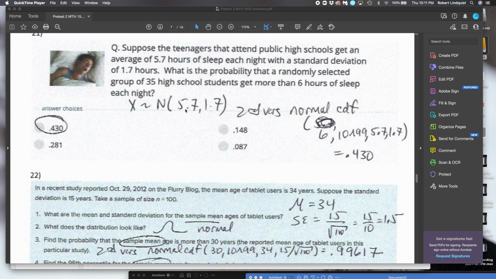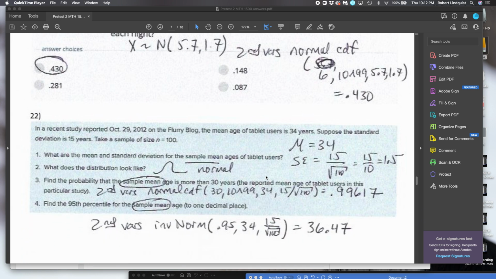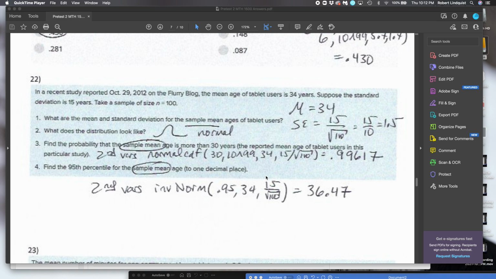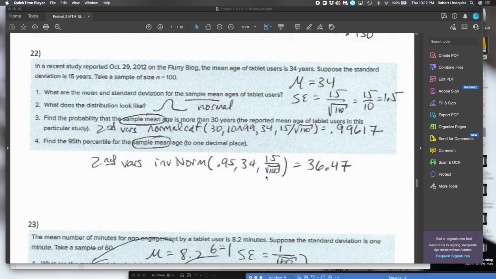Normal, the mean is 5.7 and 1.7 is your standard deviation. So 2nd Distr normal CDF. You want more than 6 hours sleep a night, so 6 is the lower end, 10 to the 99th is the highest end. 5.7 is the mean, 1.7 is the standard deviation. I come up with 0.430. Okay. I'll pick up on number 22 with the next video.